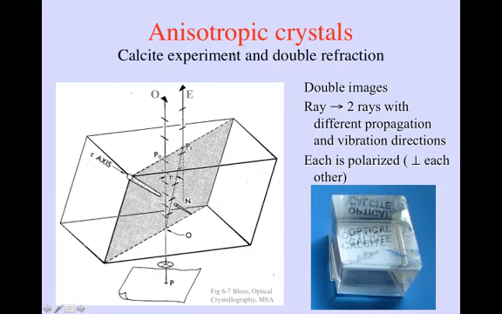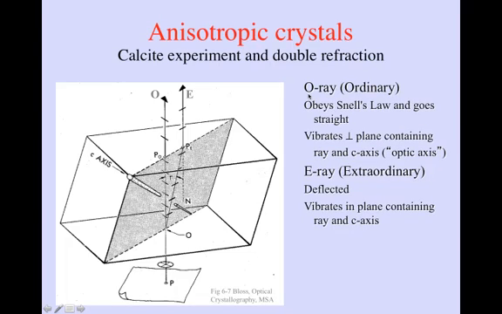We can see this, and we'll try this in class, in a calcite experiment where you get double refraction. You may have seen optical calcite before. Here's an example right here, where you see the fast ray and the slow ray in a double image in the optical calcite. The light is split into two rays, and they propagate in and vibrate in different directions. Each is polarized, and they're perpendicular to one another.